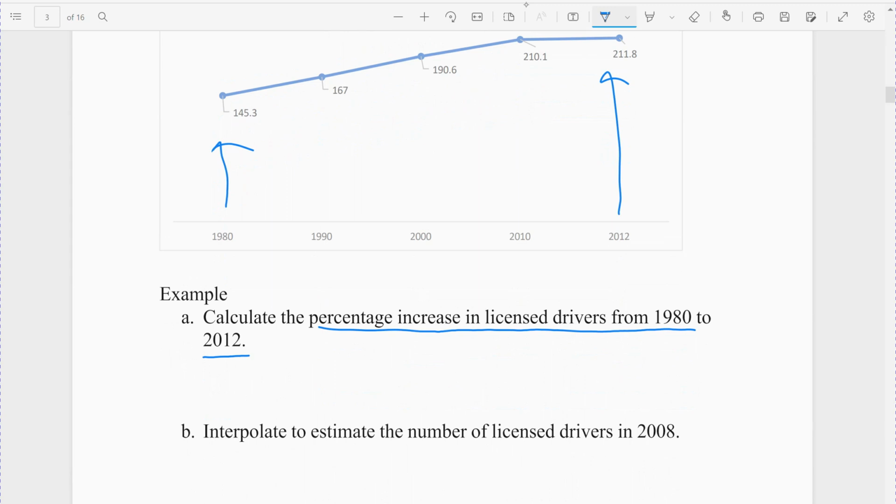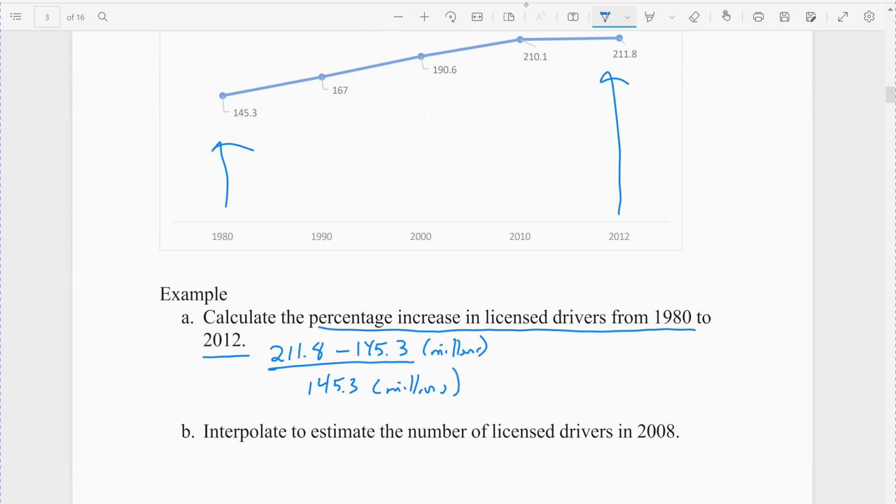So remember, percent change is we take the change over the years divided by the starting year. So we're going to take the 211.8 minus the 145.3. Remember, it's in millions. Divided by the starting point. The starting point, we started with 145.3, again in millions.